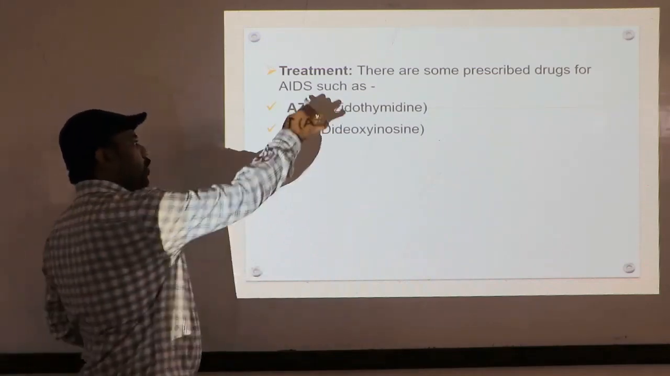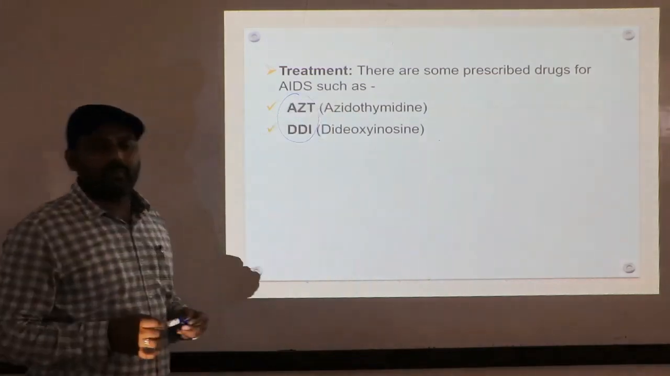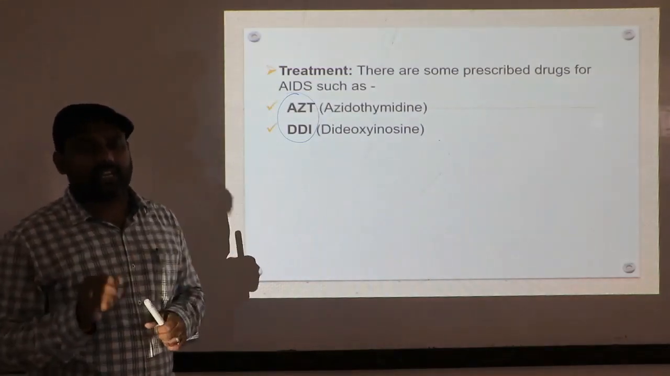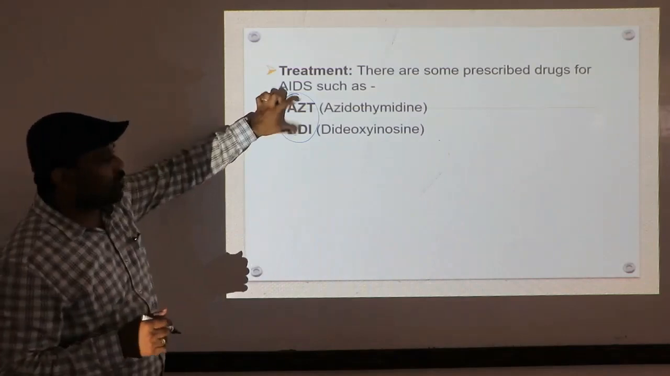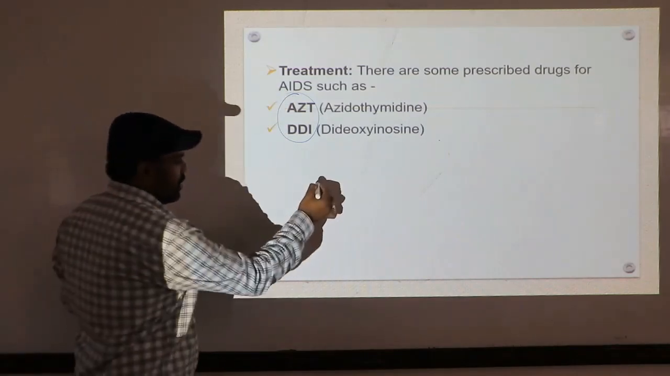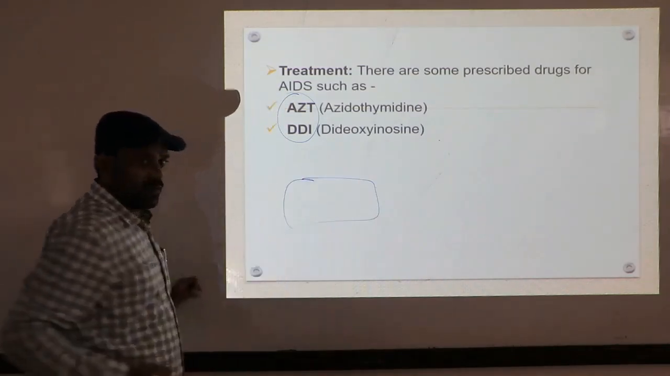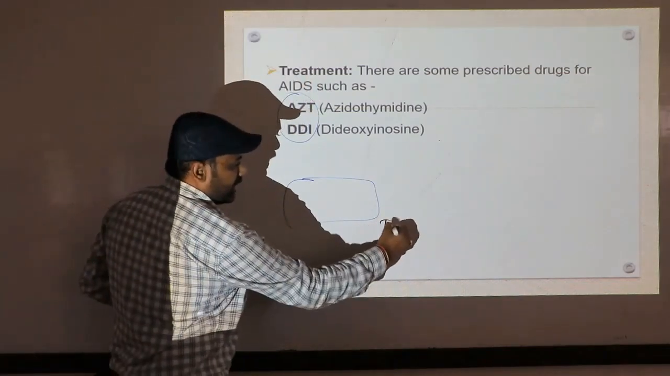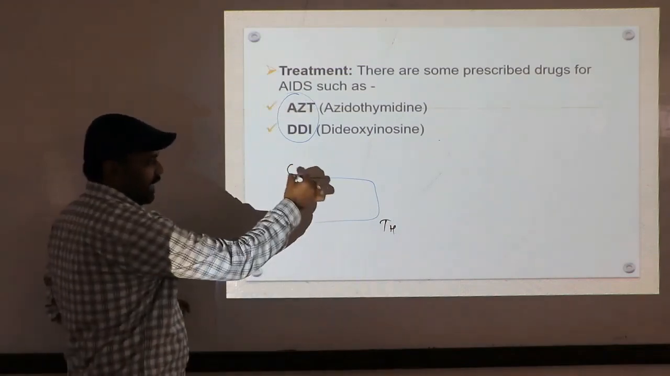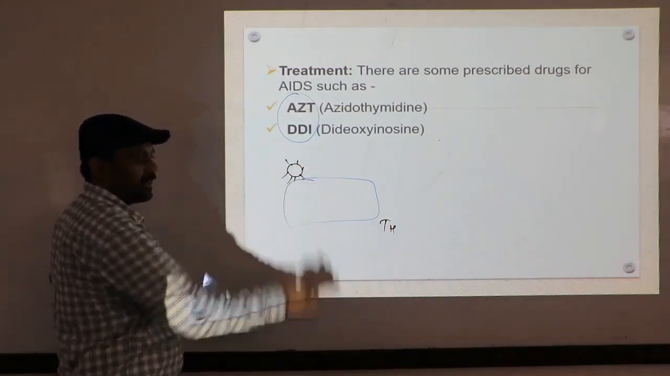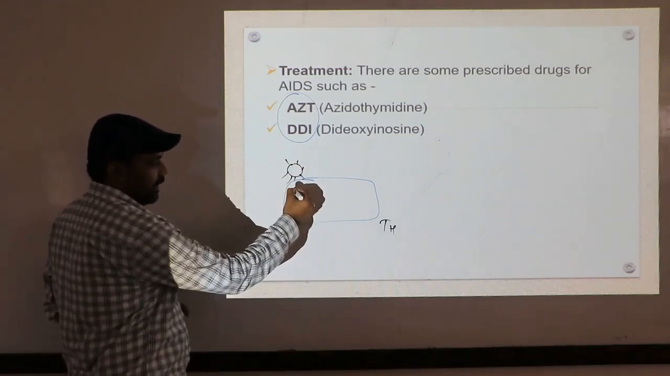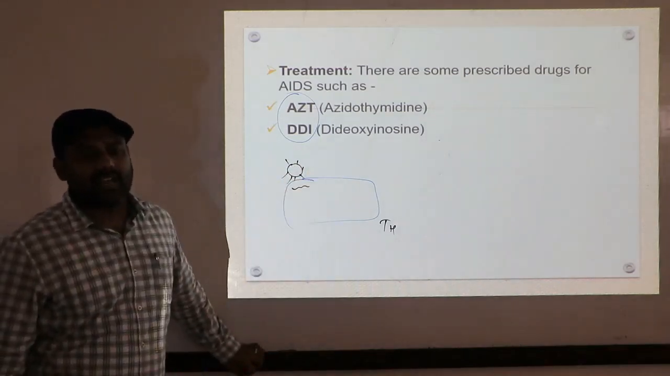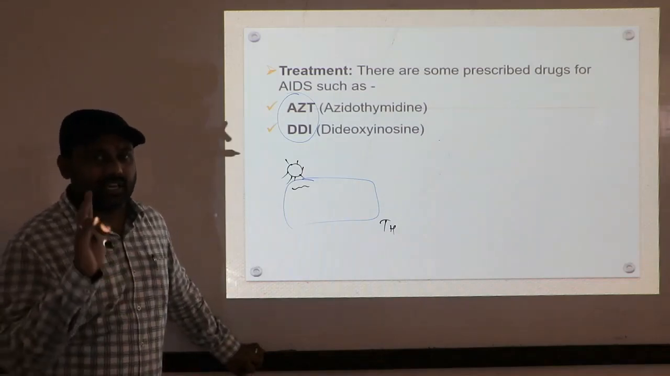So the main role of these two medicines is to prevent the enzyme, that is reverse transcriptase. It means that these two medicines play a very important role. So imagine this is HIV and the TH cell, that is T helper cell. When any virus attaches to this helper cell, it is going to release its genetic material, that is single stranded RNA. As you know, this is called release.